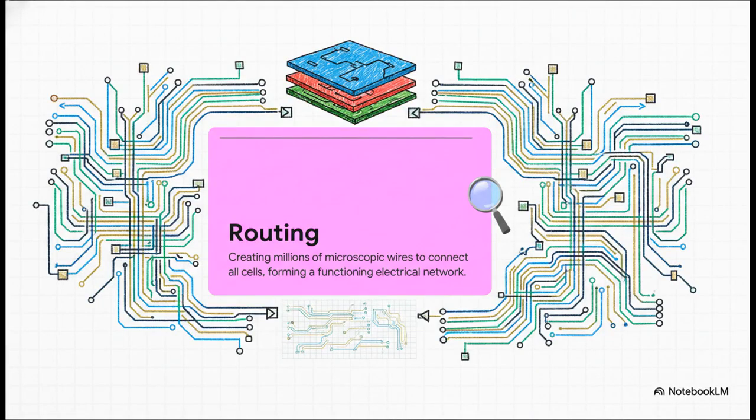And finally, we get to routing. This is where we build all the roads. Another automated tool creates this unbelievably complex, multi-layered network of microscopic metal wires to connect every single component. This is the step that turns millions of separate little buildings into one single functioning city.